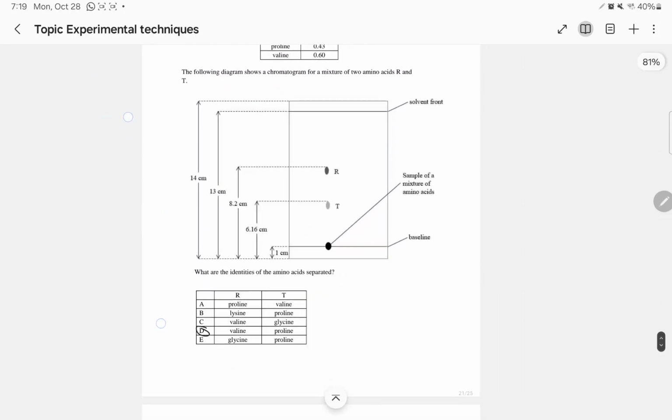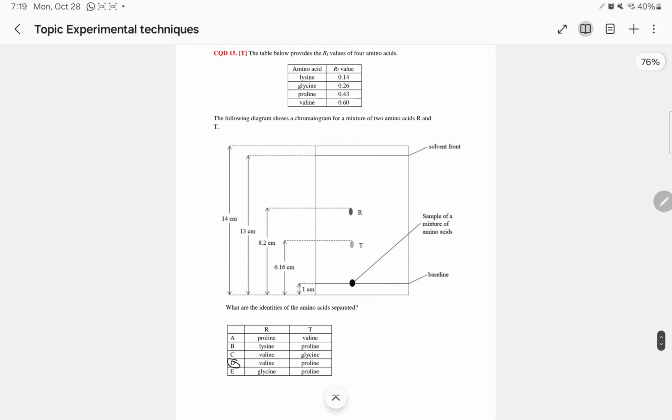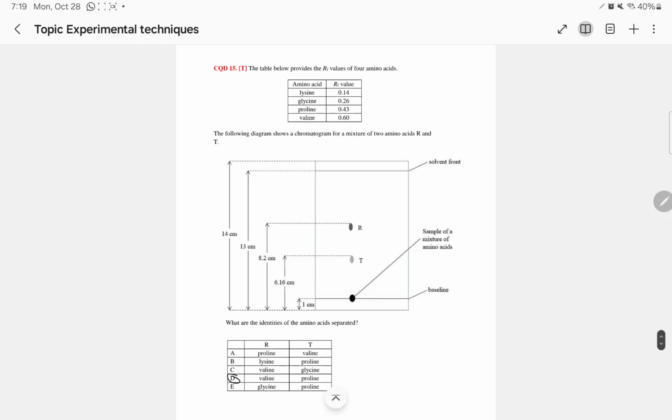Okay, this question, did I solve it? Yeah. So which of the following are R and T most likely gonna be? What you do is just 8.2 divided by 14. Okay? And then you're gonna get what R is, which you're gonna find it to be when you compare it to valine. And T is 6.16 over 14 proline. You're gonna find them to be.